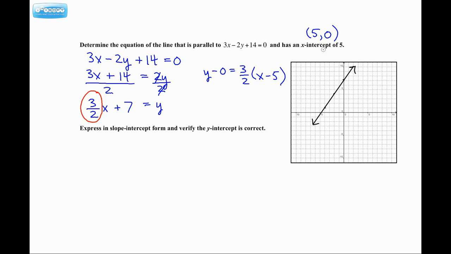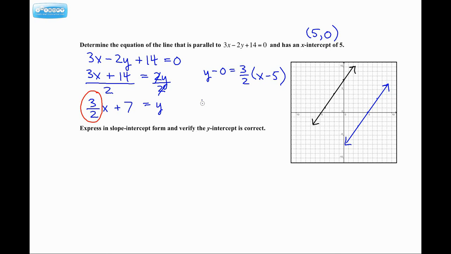Okay, now I'm actually going to plot this right now. Okay, the x-intercept is 5, so that's right here. Our slope is the same, so we have to go up 3, right 2, just like that. Let's get our line in place. And we draw. There we go. So yes, I can see that they're parallel. All right. Okay, so that's done.